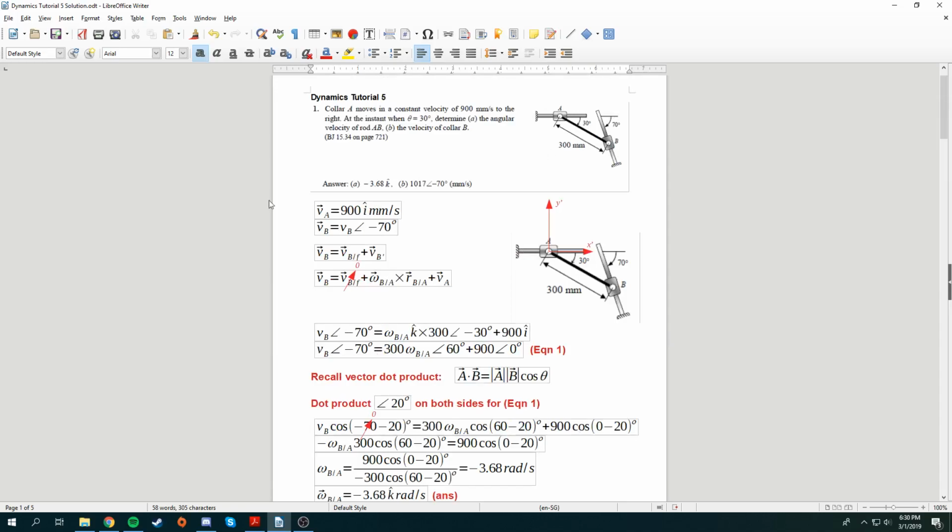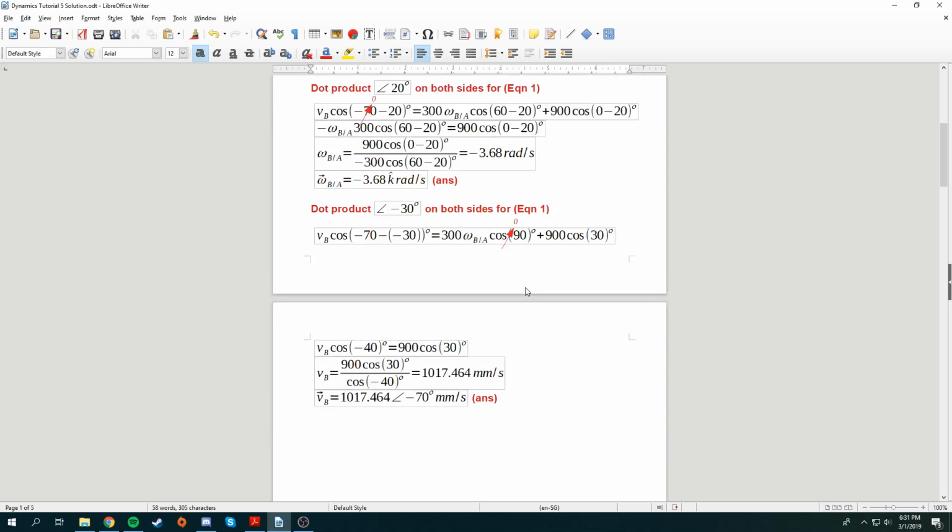Okay, question 1 is quite simple, just need to understand the concept of body attached frame. Okay, moving on to question 2.